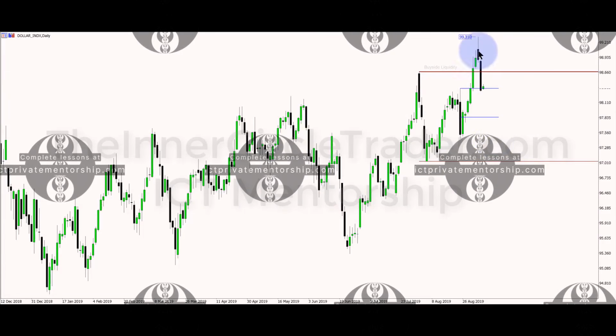It would need to trade back above this high to get me back in sync with being bullish again. Otherwise, I think we're going to be making an attempt to get down to the mean threshold here.